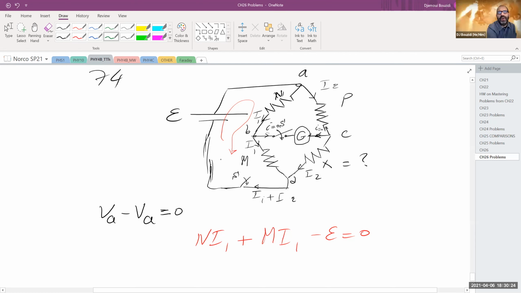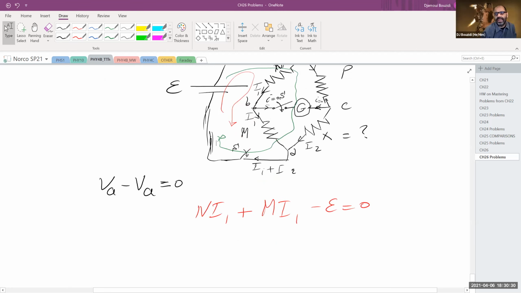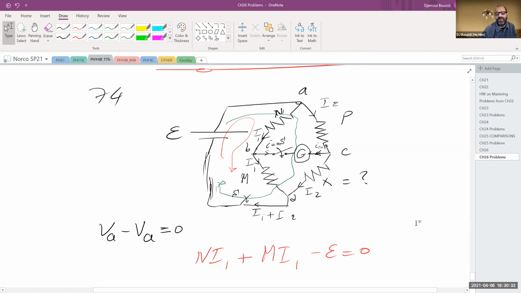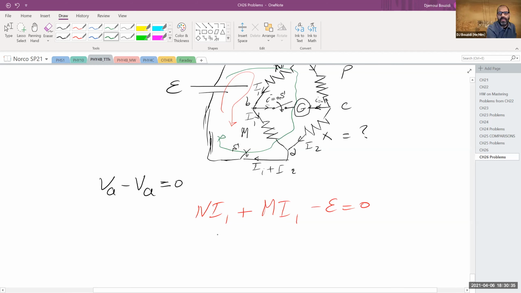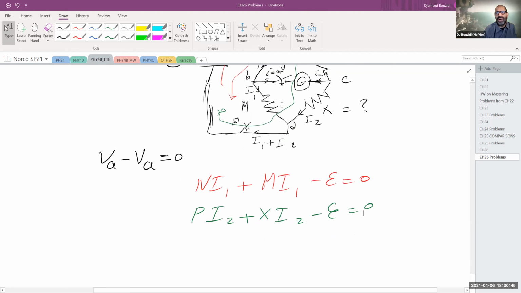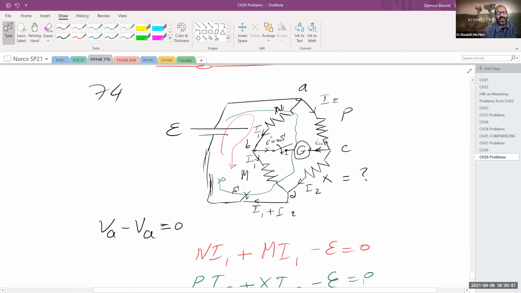I'm going to come to this equation now for the outer one and do the same thing. In this case, P times I2, Pi2, plus X times I2, minus epsilon again, because I'm going to rise in potential, is equal to 0. Or I could have done this inner loop and end of the story. We could have done the inner loop and that's it.